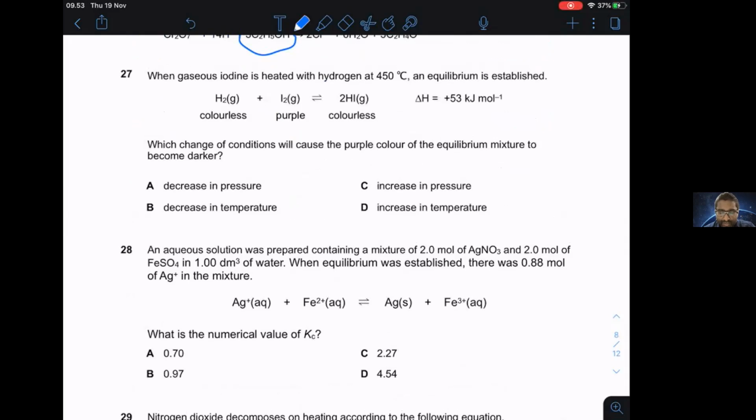Now, when the purple color becomes darker, which of the following will actually make the position of the equilibrium go to the left-hand side? That is what we want to do. In order to do that, we need to find out the number of moles for the reactant, which is 2, and the number of moles of HI is going to be 2.